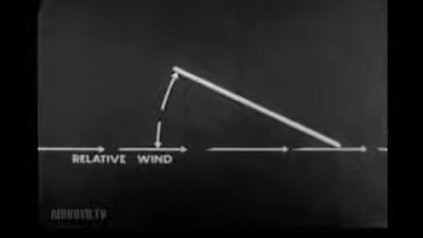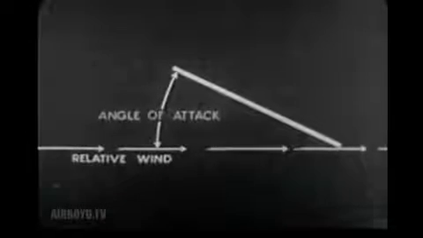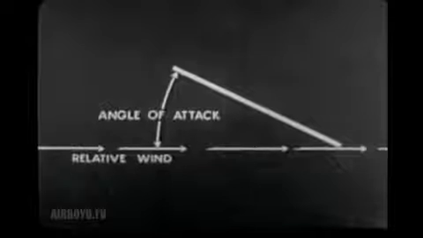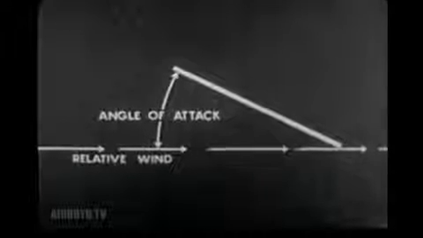The acute angle between the relative wind and the face of the plate is called the angle of attack. This angle may have any value from 0 to 90 degrees and may be either positive or negative.